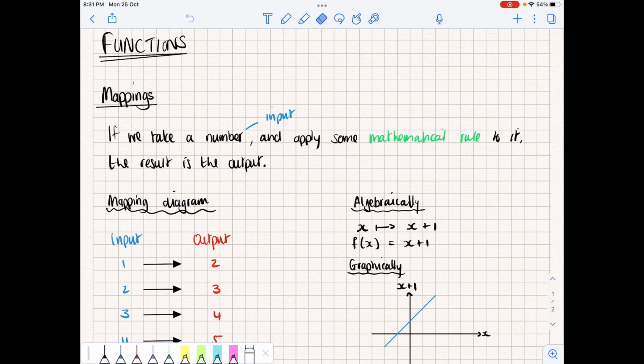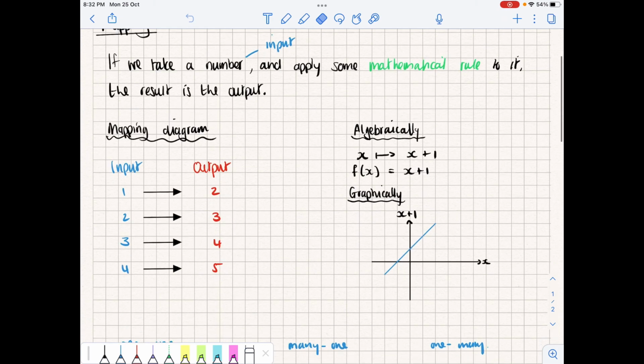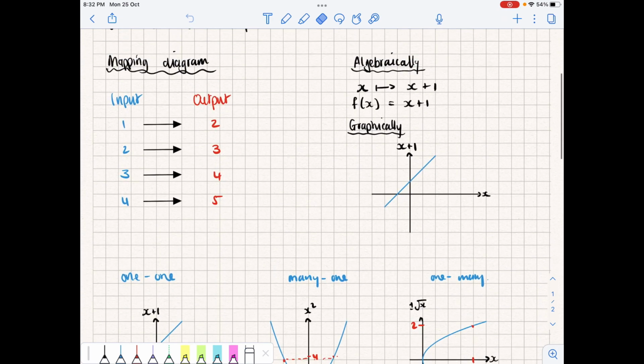Right, so in our previous lesson, we were looking at mappings. Mappings were where we were taking an input, we applied some kind of mathematical rule to it, and the result was an output. And for these mappings, we could either represent them as a mapping diagram. We looked at how we could represent them algebraically, and finally we looked at how we could represent them graphically.